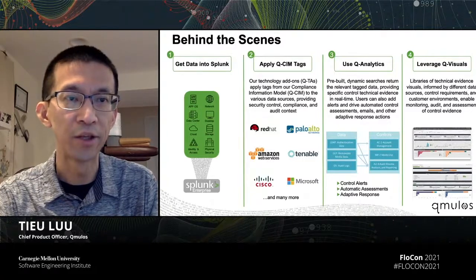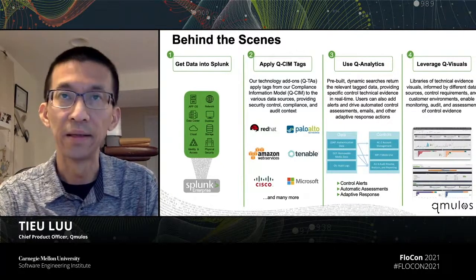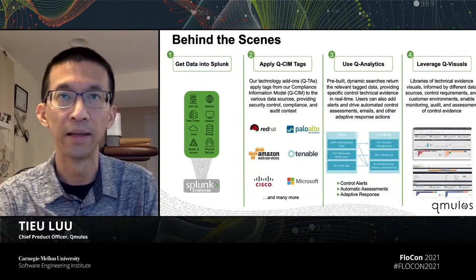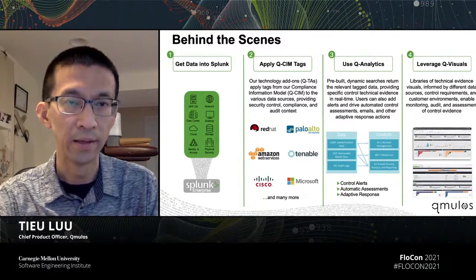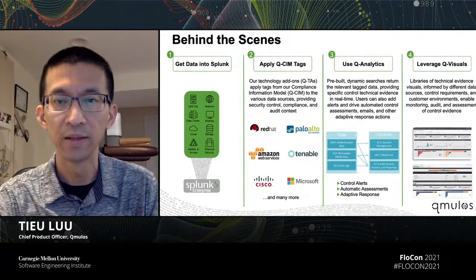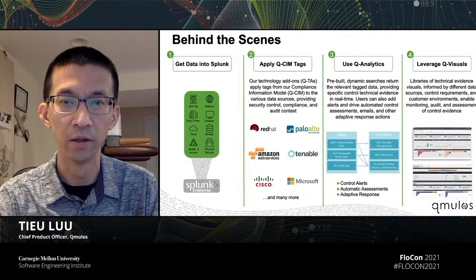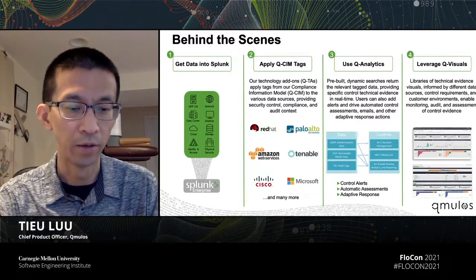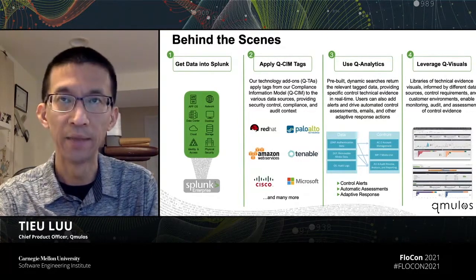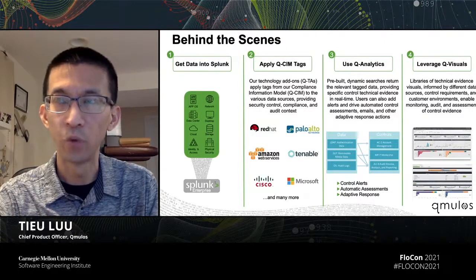Step two is apply Tieu syntax, right? What that means is you're taking the data that you're ingesting and mapping it to our data model, our compliance information model. That's what we call the Qsim, the Qmulos compliance information model. That takes that data and normalizes it against a common format, and we use that common format to then develop the Tieu analytics: a set of queries based on the specific requirements of the security controls, along with different automation actions, alerts, and so forth that help you take action on the data that's pulled in. So automatically passing or failing controls, automatically creating POAMs, plans of action and milestones, automatically granting authorizations to operate, and so forth. And then in step four, leveraging the Tieu visuals.